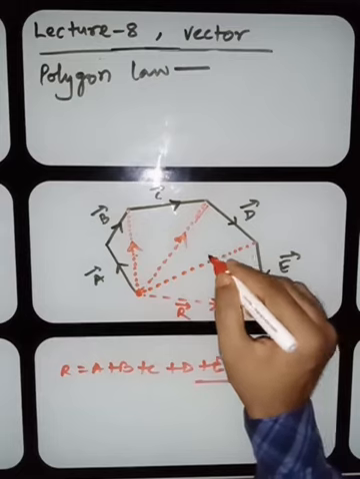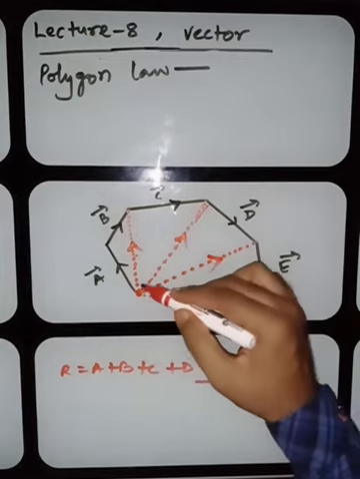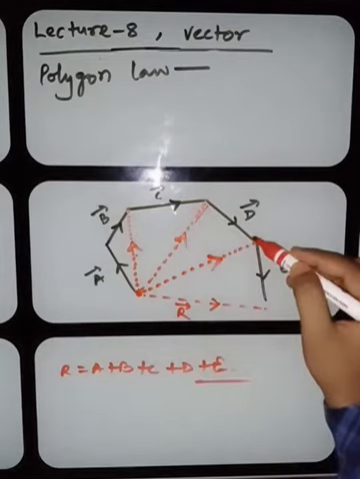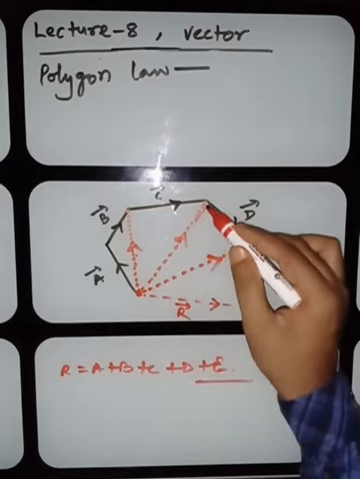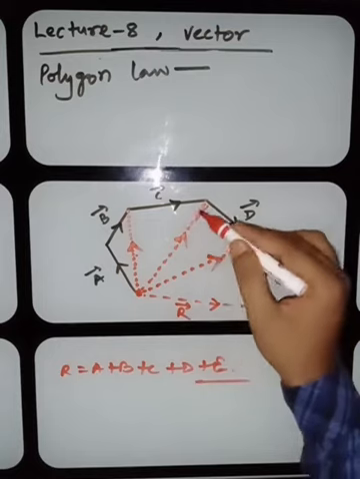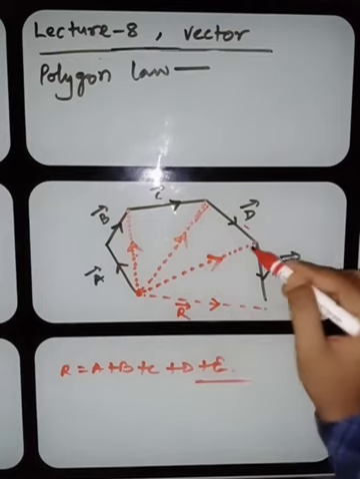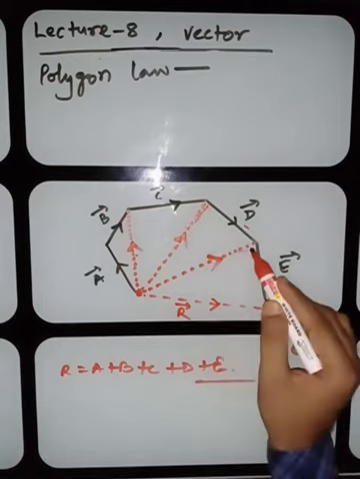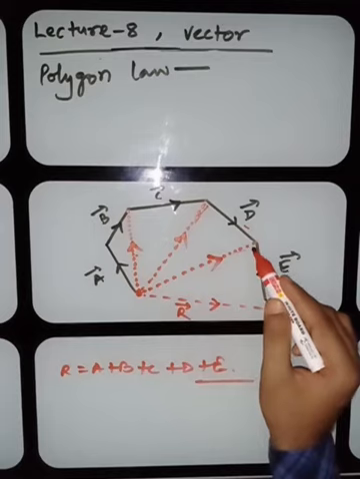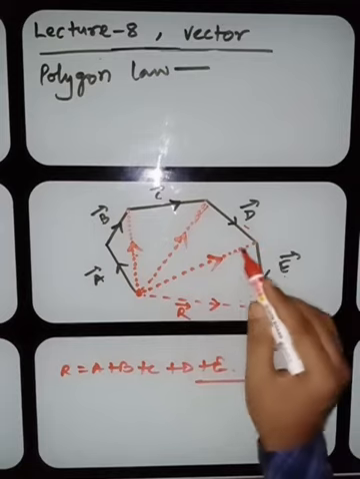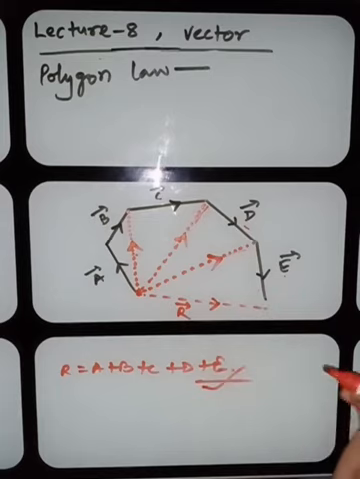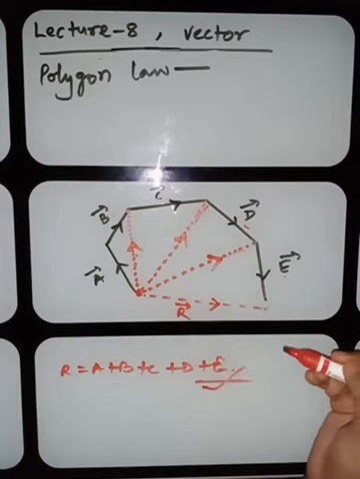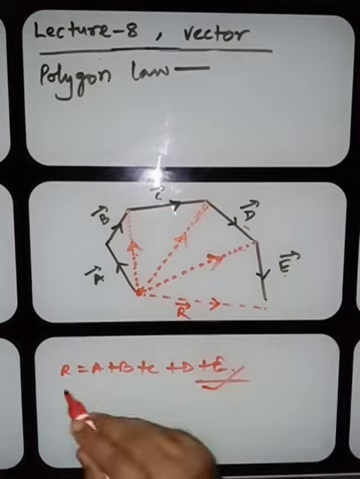You can see, my dear student, now these two sides are in the same flow and this is the resultant. And what is this side actually? This is A plus B plus C, and this is D. Then A plus B plus C plus D is the resultant. Now what is this side actually? This is A plus B plus C plus D, and this is E. It means using these two you will find the resultant. And finally, we got A plus B plus C plus D plus E as the resultant.